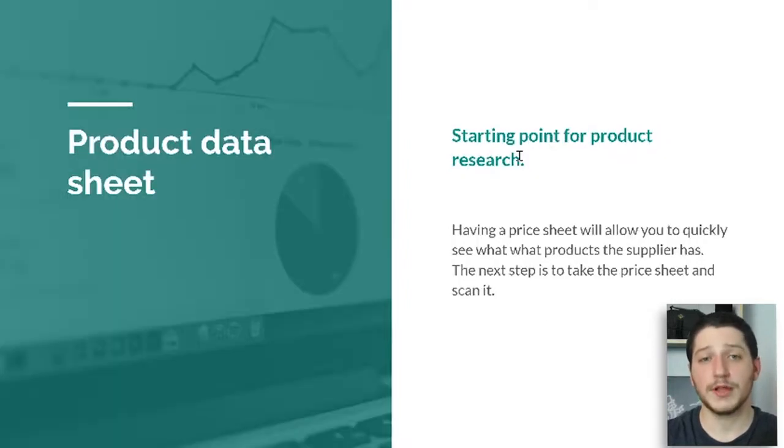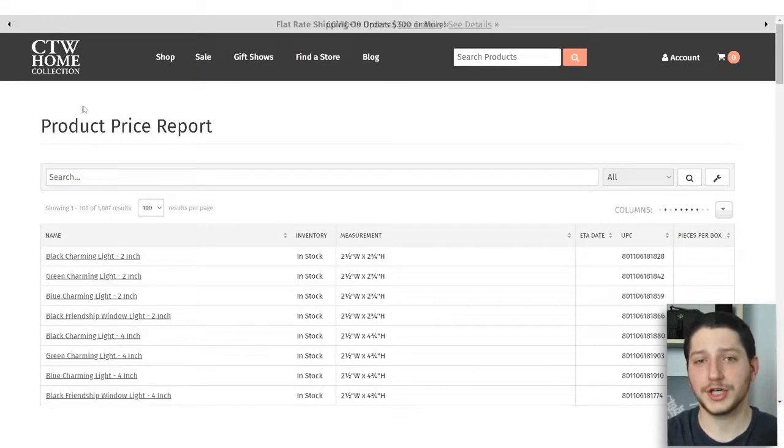Having a price sheet will allow us to quickly see what items our supplier has, what cost we can actually get the items for, and then we can take that sheet, upload it to a scanning software, and quickly find out what the price is on Amazon and see if we're going to be profitable. So let's talk about how to get a price sheet from your supplier. The 2 most common ways are that you're either just going to download it directly from their website, or you're going to call them or email them, and they're either going to send you a direct link to download it, or they're going to send you the file directly in the email.